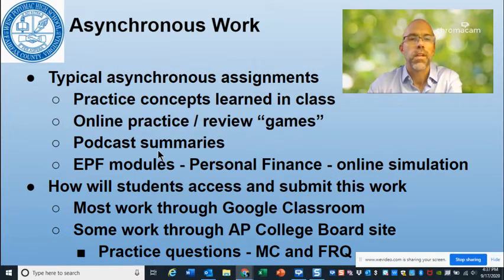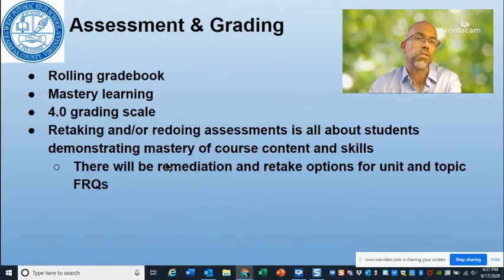Students will access and submit work through Google Classroom mostly, but they will also do some submissions through the AP College Board site, where they will have practice questions, multiple choice, and FRQs.